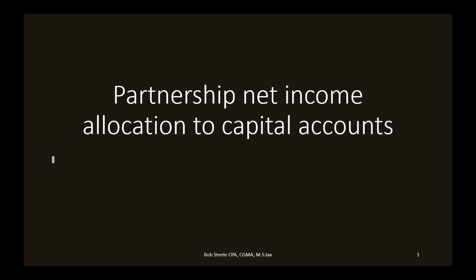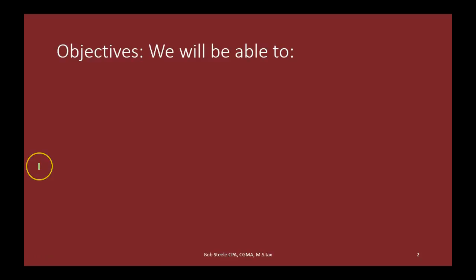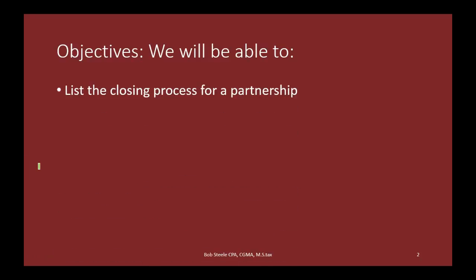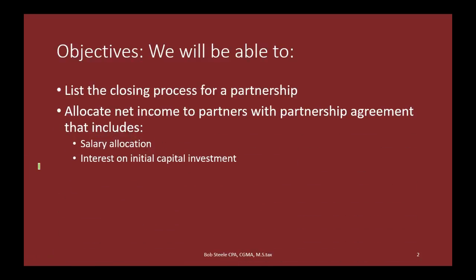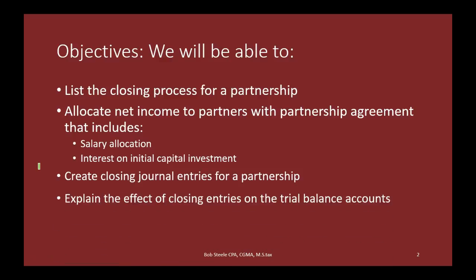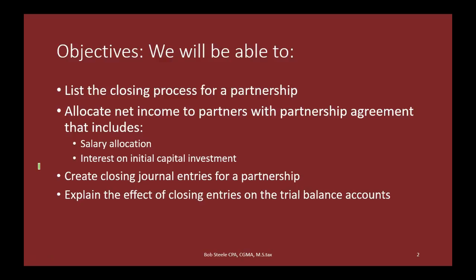Hello, in this lecture we're going to talk about partnership net income allocation to the capital accounts. We will be able to list the closing process for a partnership, allocate net income to partners with partnership agreement that includes salary allocation and interest on initial capital investment, create closing journal entries for the partnership, and explain the effect of closing entries on the trial balance accounts.